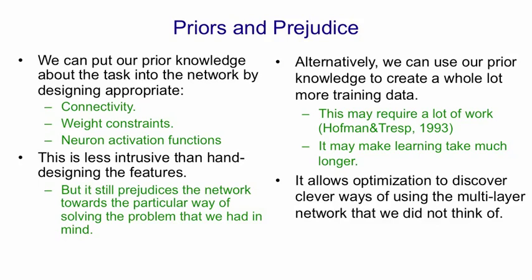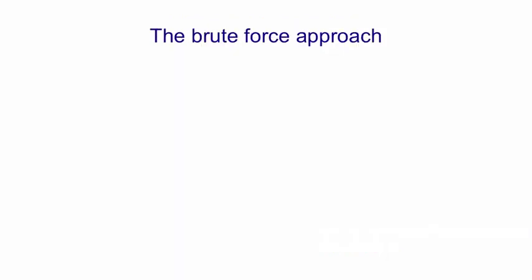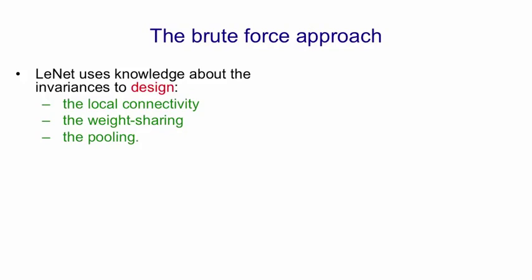In particular, it allows optimization to discover clever ways of using the multilayer network that we didn't think of. In fact, we might never fully understand how it does it. If we just want good solutions to a problem, that might be fine. So, using the idea of synthetic data, there's a brute force approach to handwritten digit recognition. LeNet 5 uses knowledge about invariances to design the connectivity and the weight sharing and the pooling.